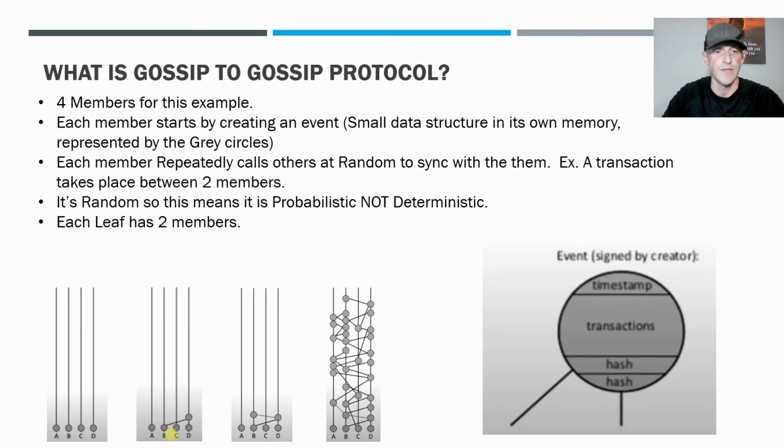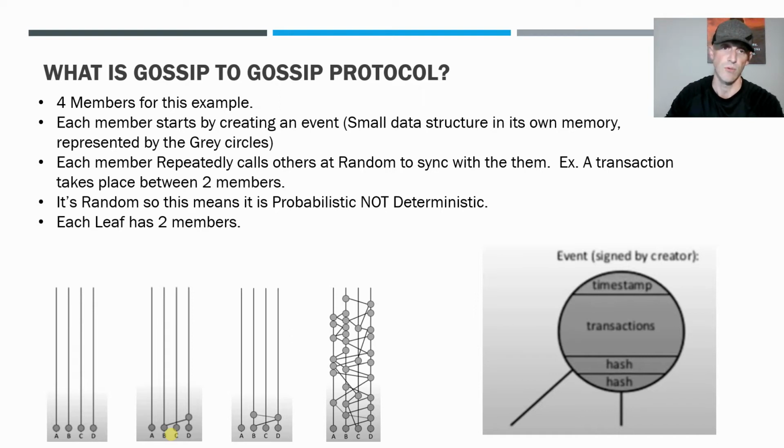Now, in this example here, I've got some pictures that I took from the website Swirlds, which is Lehman Baird's company, and it kind of gives you a good representation of how this all works with Hashgraph and the messaging for gossip to gossip protocol. So, in this example, there's four members, right? You got members A, B, C, and D. Now, each member starts by creating an event, which would be just a small data structure in its own memory, represented by the gray circles here that you see below.